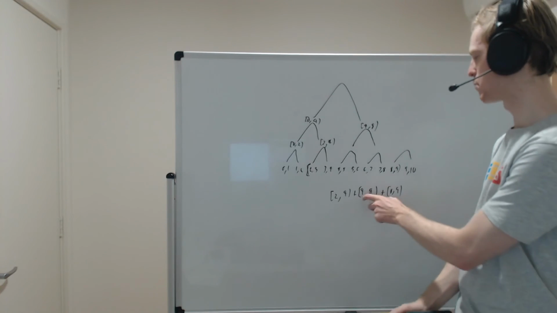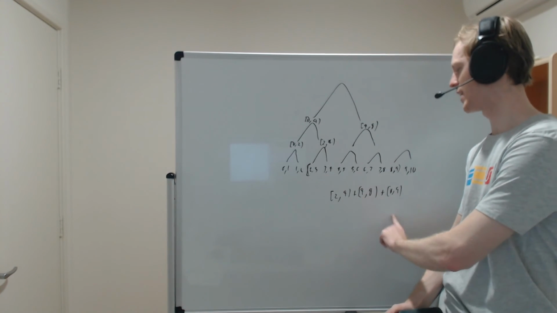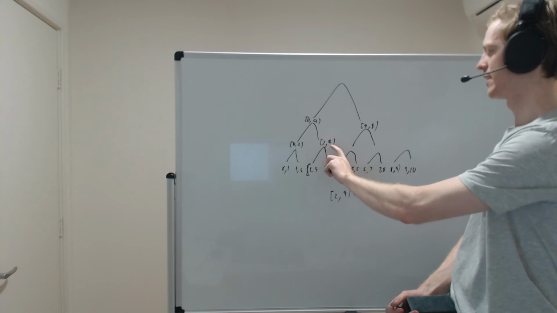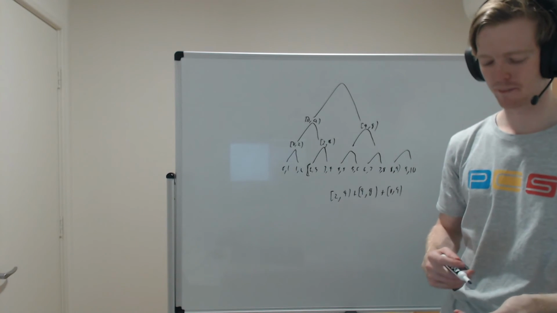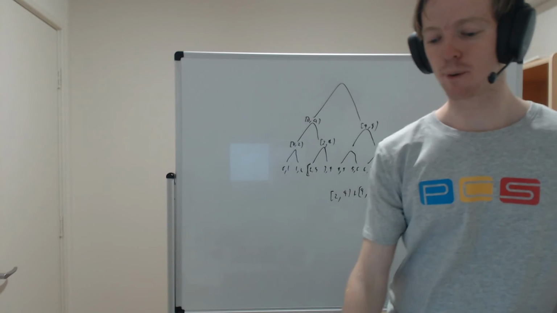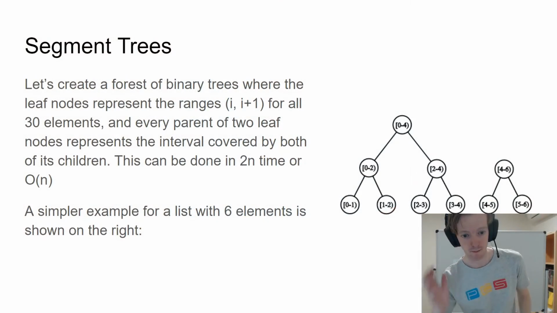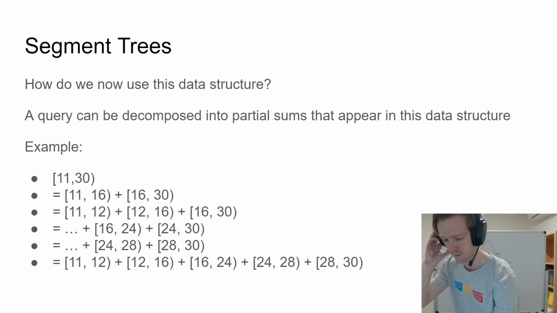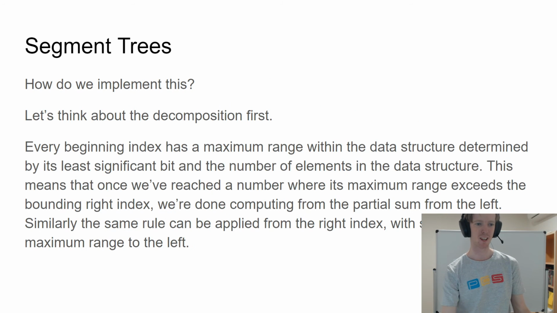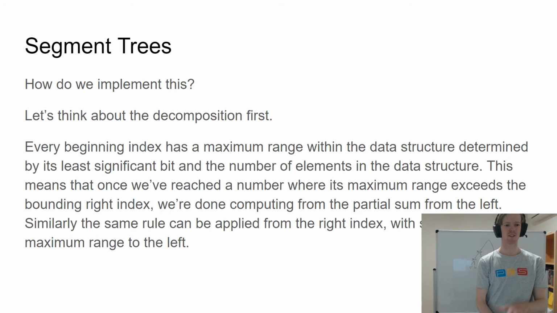We're finding this peak point, and we're looking at each side, calculating the bits that are remaining, essentially. Cool. So let's formalize this a little bit. This is a slightly more tedious example, but it does the same thing. So how do we actually implement this? Let's think about the decomposition first.